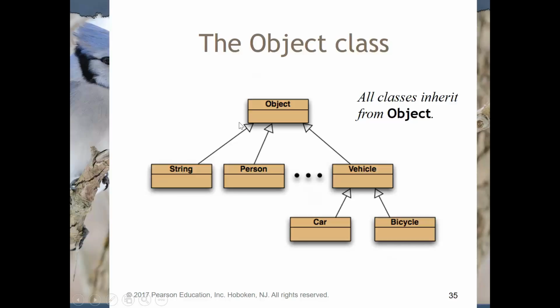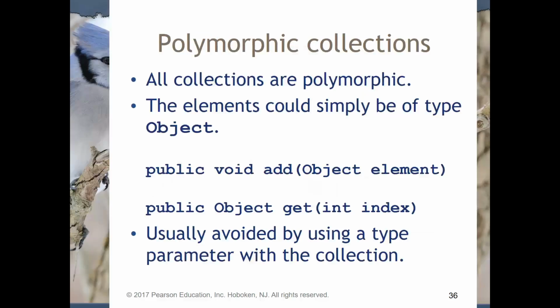So let's look at an object diagram. Everything in Java is inherited from objects, so conceptually you could already do it. String, person, vehicle, all of these ultimately come from object. Car and bicycle are coming from vehicle. This is just showing you an example of an inheritance tree that you can already have based on how you do this.